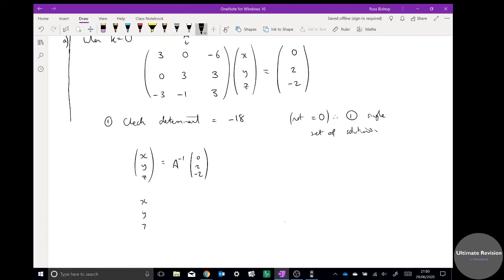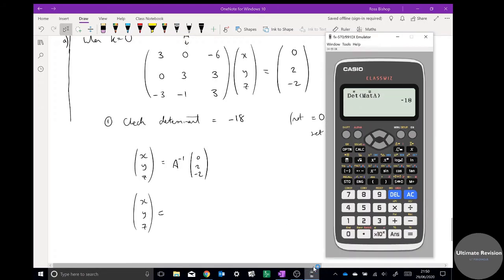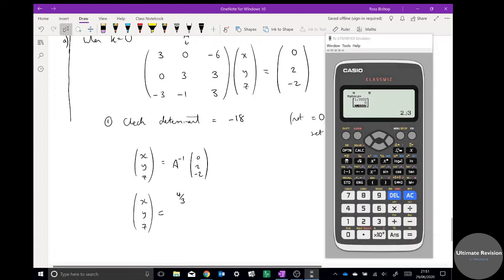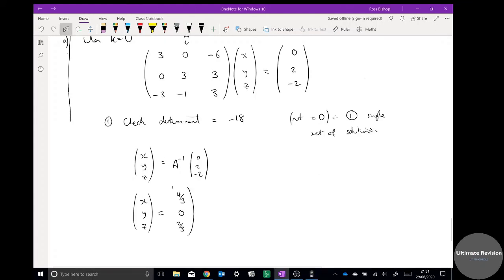And I can do that. Again, you would expect to potentially do this longhand, but I'm going to do it on the calculator fairly quickly now. So I'm just going to define a new matrix, matrix B. It's got 3 rows. Column 0, 2, minus 2. And then to get that, I go option mat A to the minus 1 times option mat B. And it does give me 4/3, 0, and then 2/3. And that basically has solved the set of systems for me.